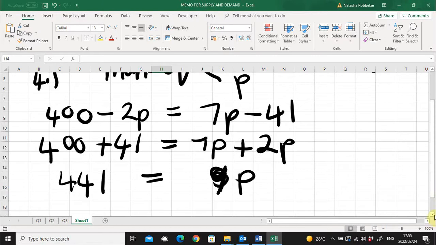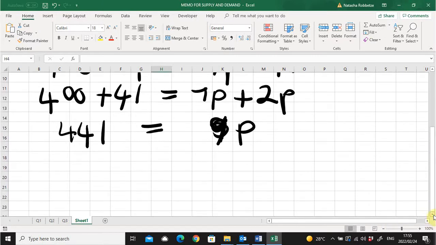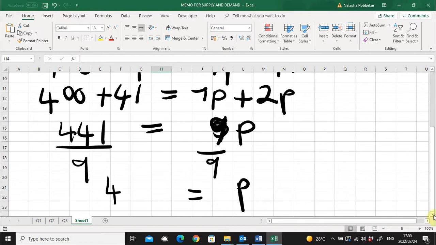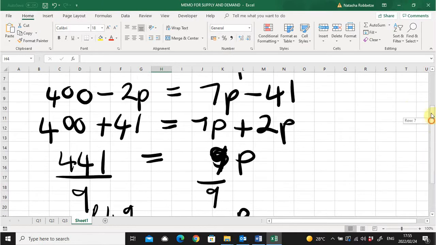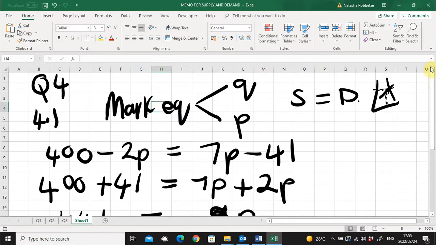Right, we need to divide by the 9 on both sides. And that will solve our price. If I type 441 divided by 9 into my calculator, I get 49. So the price should be 49 Rand. Now we have only solved the P in our market equation. So we've only solved this one. We still need to solve the Q.